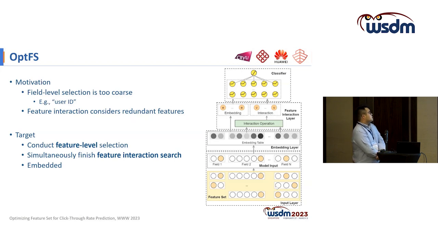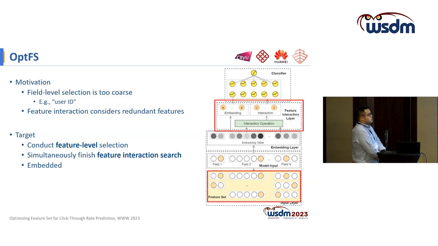Also, in this work, OptFS, feature interaction is also considered. Since existing feature interaction search works usually consider all of the redundant features for the interaction search, these two parts are considered in this work: feature level selection and feature interaction search.